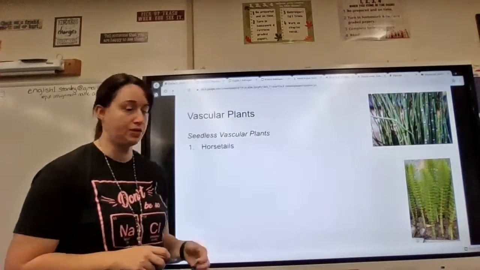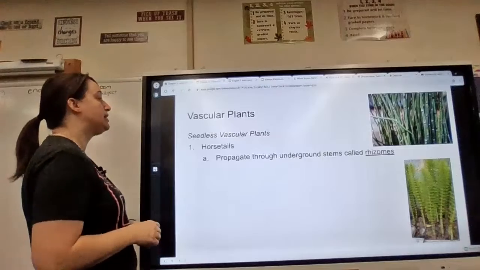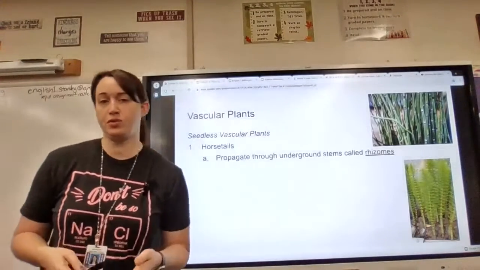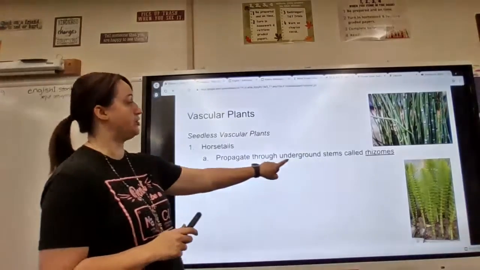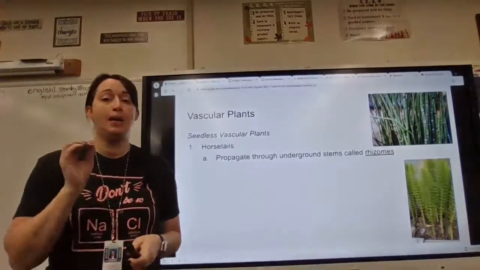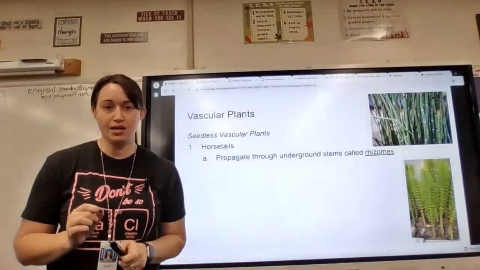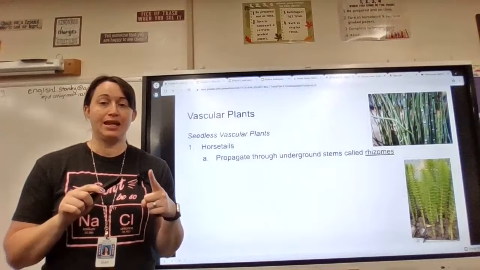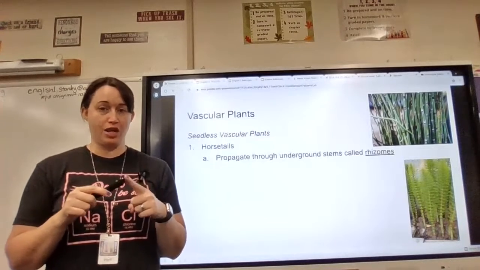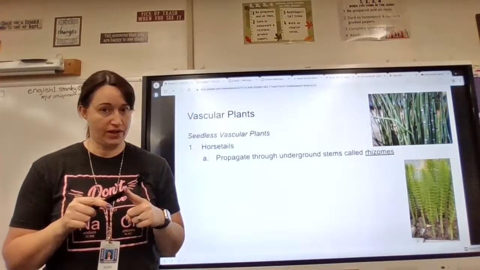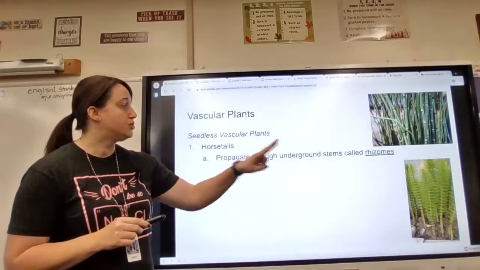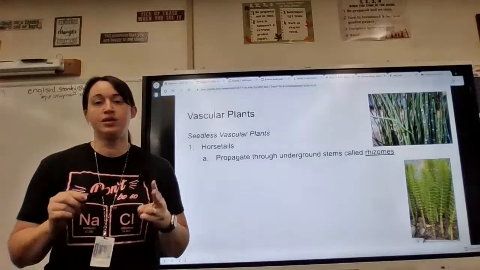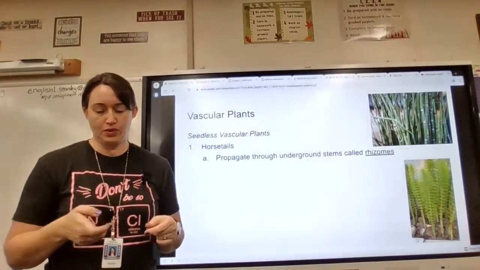You've got pictures on your notes. Because they do not have seeds, they have to reproduce in a different way. What they do is they have underground stems called rhizomes. Make sure you study so that you can remember the difference between a rhizoid, which is a root-like structure that anchors a non-vascular plant, and rhizomes, which is how seedless vascular plants propagate or reproduce.